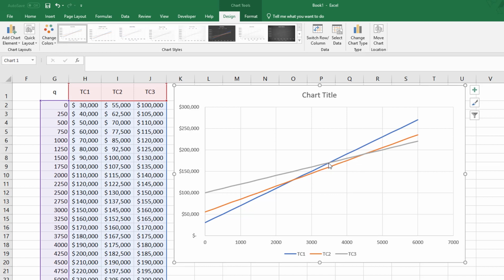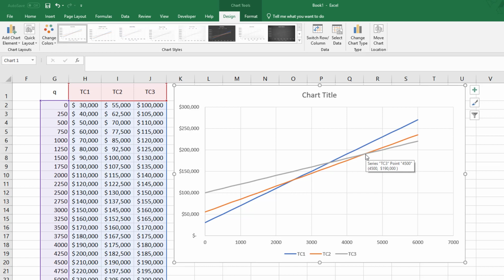Now, I don't need to find this one because that one's not relevant. What do I mean by not relevant? It's never providing me with a minimum cost. At the output level where these two intersect, Erie, Pennsylvania provides the lowest cost. So I don't have to worry about this one. But I do have to worry about these two.